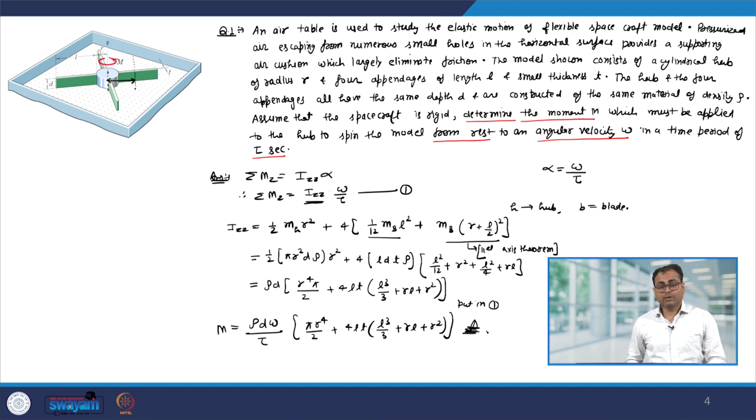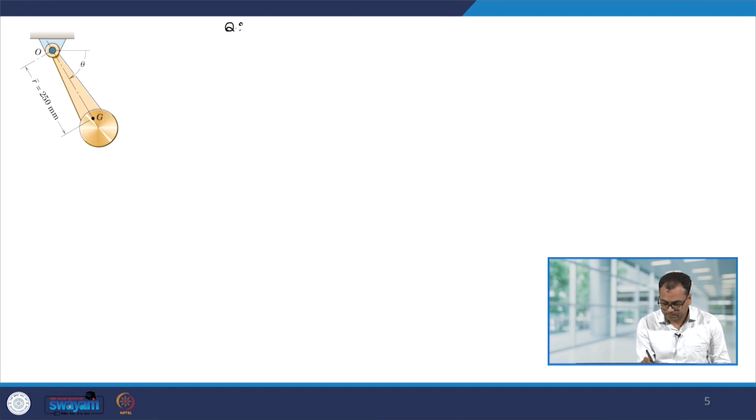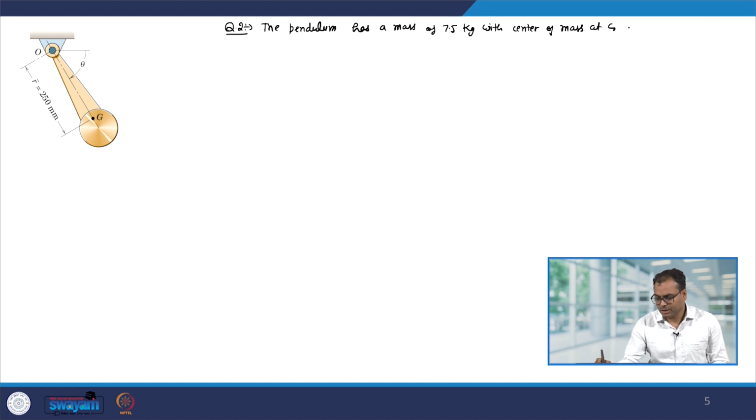Okay. Now, let us look at another problem statement. The pendulum has a mass of 7.5 kg with center of mass at G and has a radius of gyration about the pivot O of 295 mm.